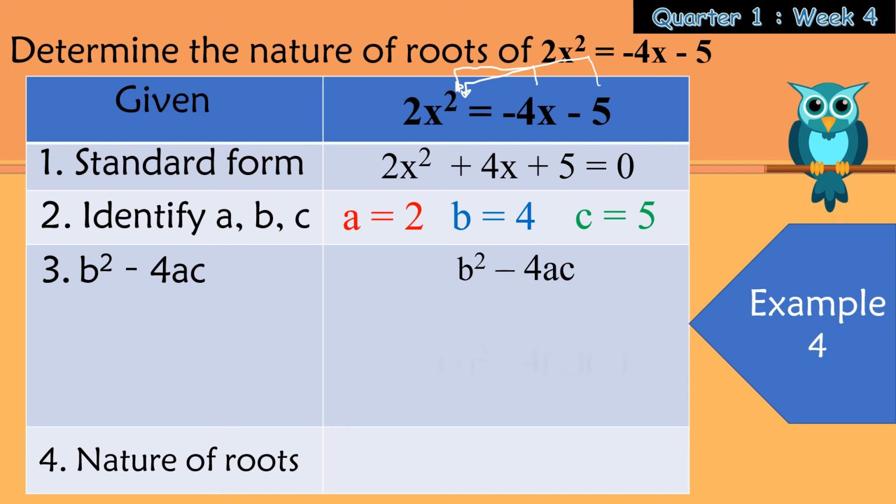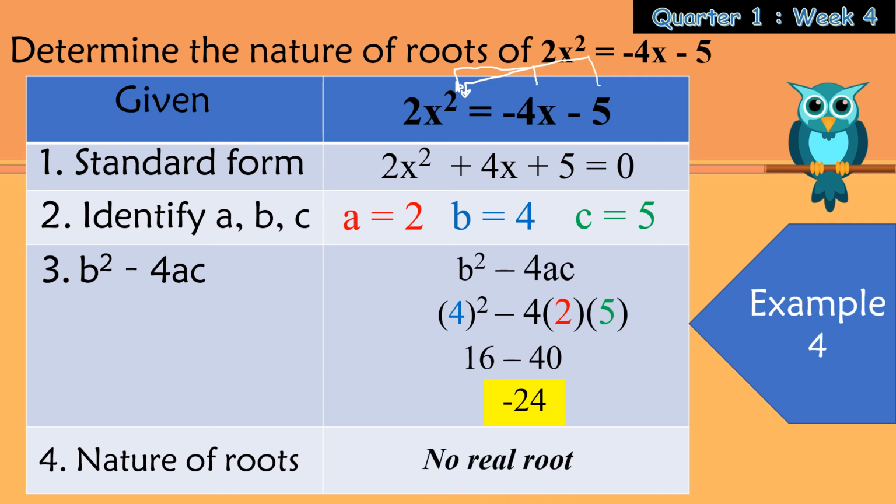Now, we are to use this expression for us to get the value of our discriminant. So by substituting the values, we got here 4 squared minus 4 times 2 times 5. Then simplify. 4 squared will give us 16. Negative 4 times 2 will give us negative 8 times 5 will give us negative 40. That's why you got here 16 minus 40. And their difference is negative 24. So the value of our discriminant in this example is less than 0. If the discriminant is less than 0, the nature of roots of our equation has no real root.